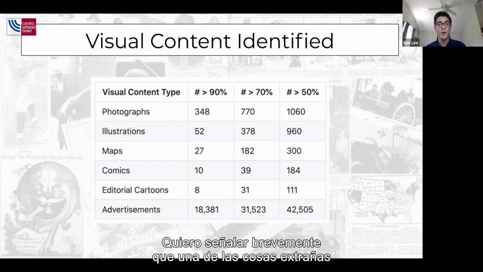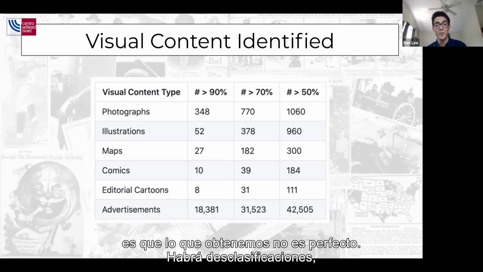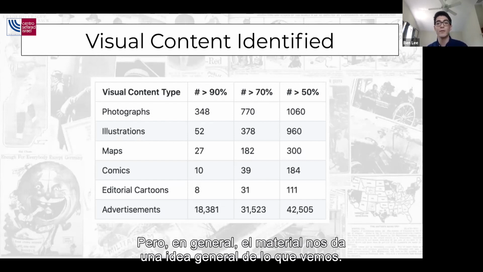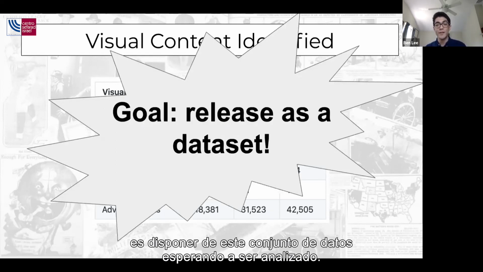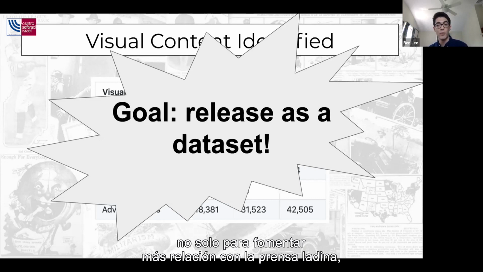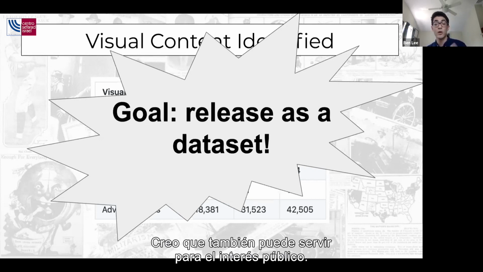I do want to briefly note that, of course, one of the strange things about working with the machine learning model is what we get back is not perfect. There'll be misclassifications, things that haven't been included, extra things that are included. But by and large, this at least gives us a general sense of what's going on. One goal we have is that we have this data set sitting for our own analysis, but we would really like to make this data set publicly available, not only to encourage more engagement with the Ladino press and also more digital humanities research, but also just to serve it for public interest as well.